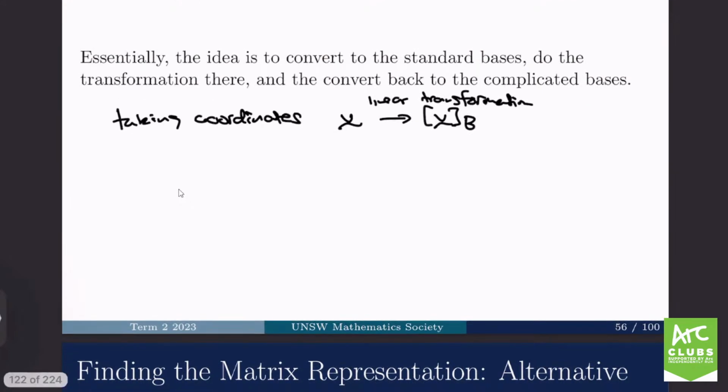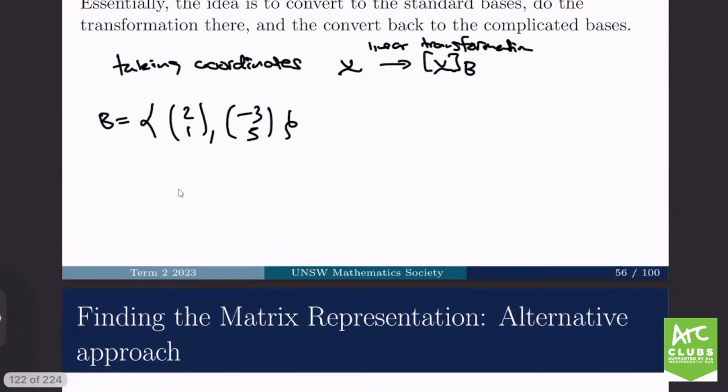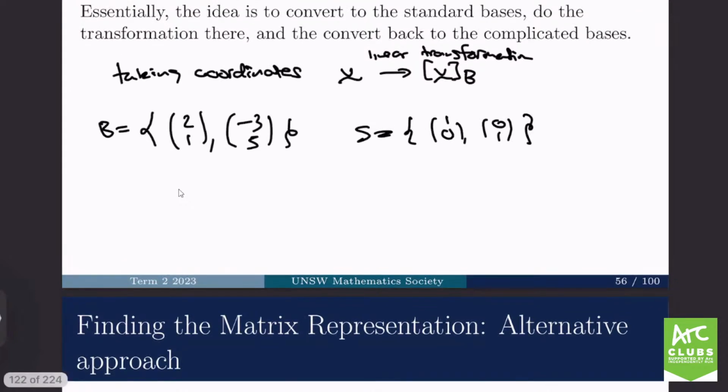And I'll illustrate what I mean, okay? So let's say I have some basis in, I guess, R2, and I'll call it (2, 1) and (-3, 5), for example, okay? Now, clearly this is a basis. It's not our standard basis. Our standard basis would just be (1, 0) and (0, 1), okay? Now the question is, how can I transform vectors with respect to the basis B to vectors with respect to the basis S?